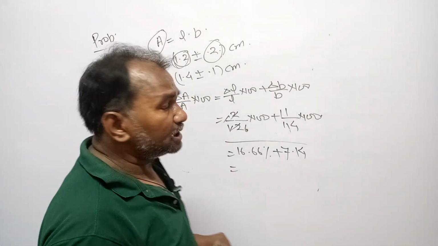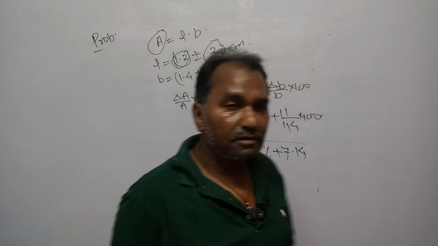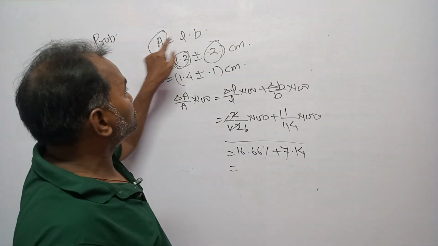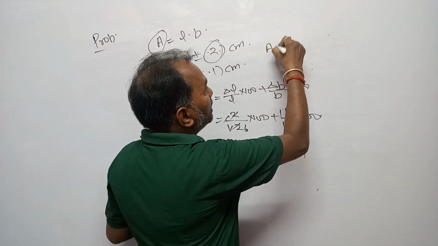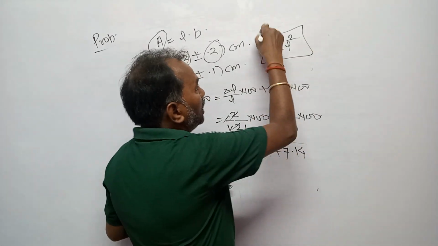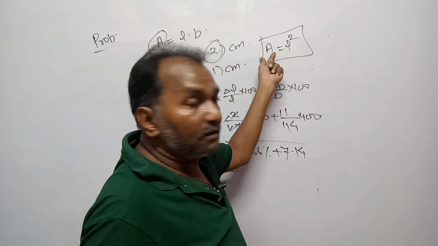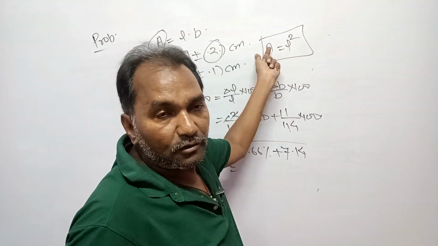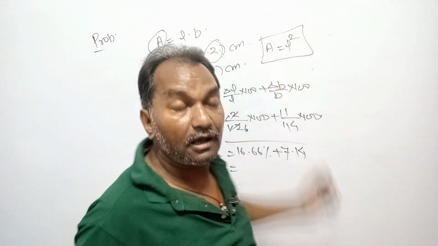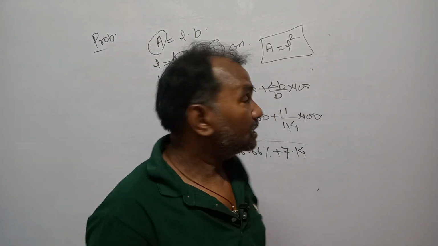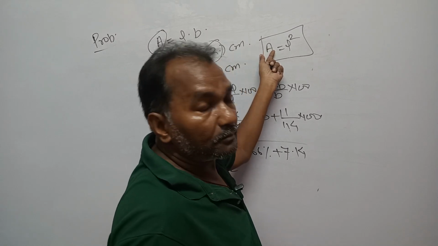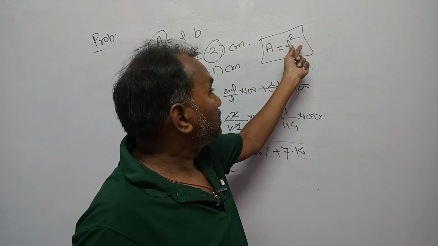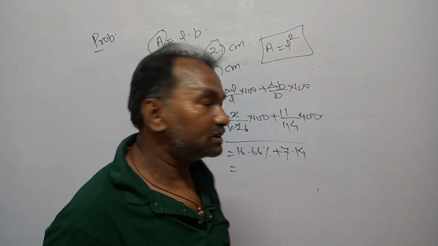Now, if it were a square, your formula would have been A equal to L square. If the possible error in the value of L is given, you can find the possible error in the value of A. And if the possible percentage error in the value of area is given, then you can find the possible error in the value of length also.